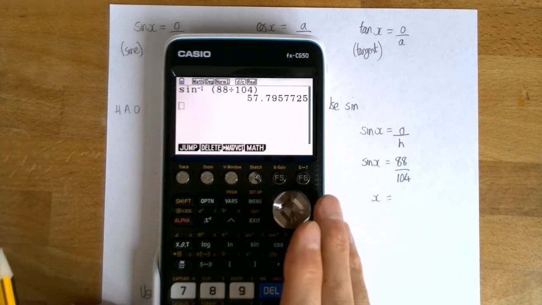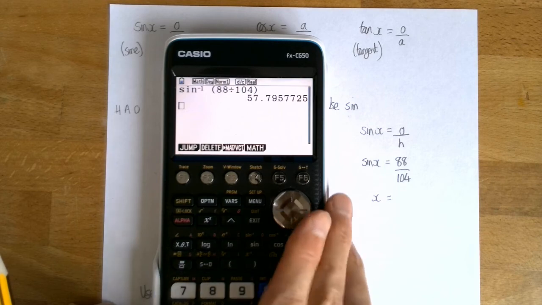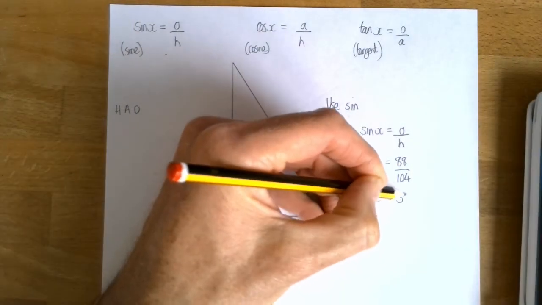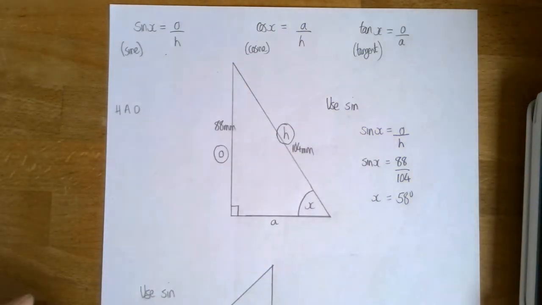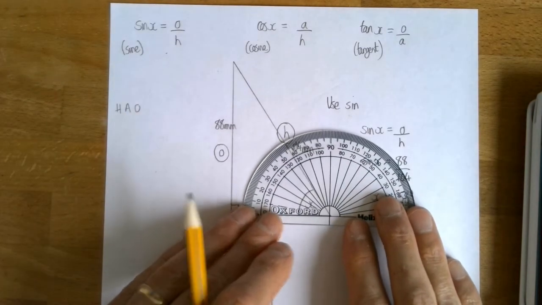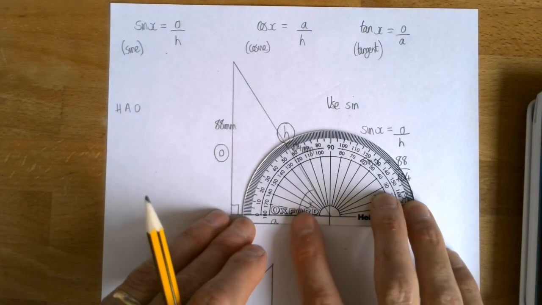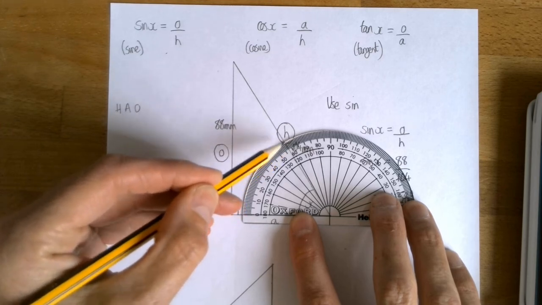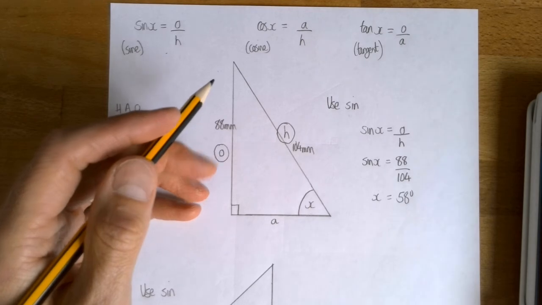And that's the answer, 57.7. So I'm going to round this to the nearest degree. 58 degrees. Okay, let's test it. I found my protractor. Let's see if that angle really is 58 degrees. Well, it's a bit hard for you to tell on the video, but there's 50, there's 60. Yeah, that's pretty good, isn't it?